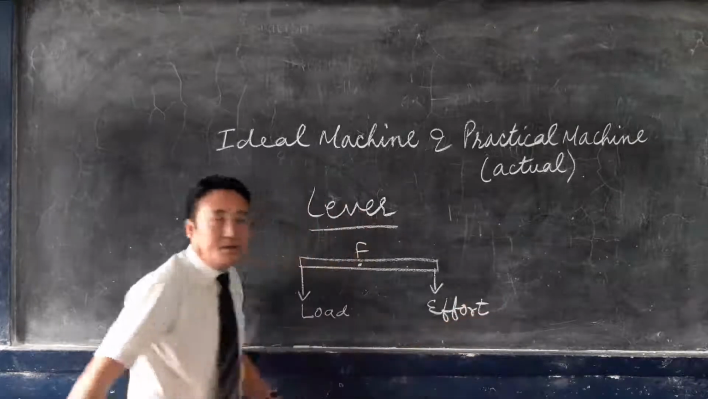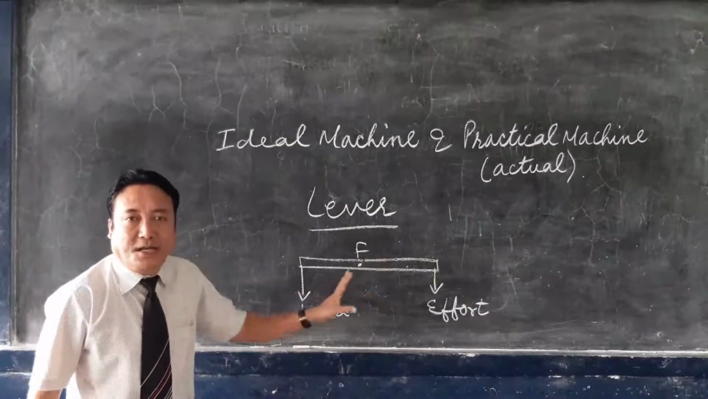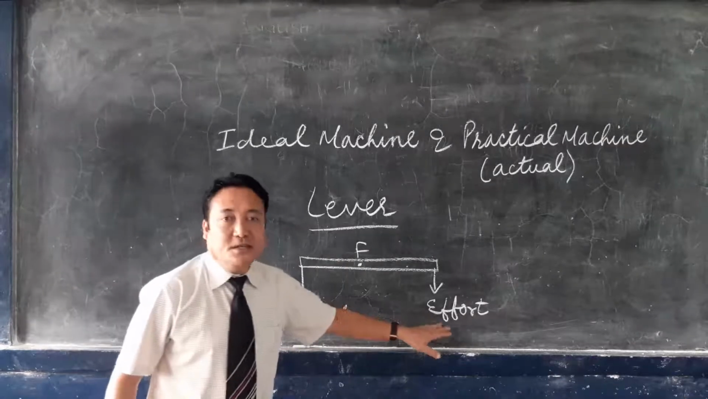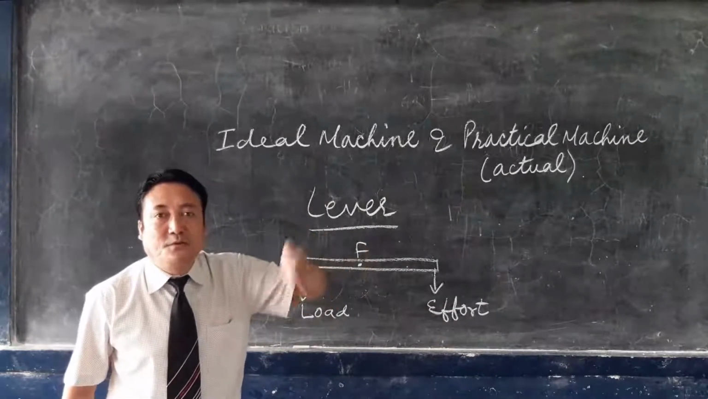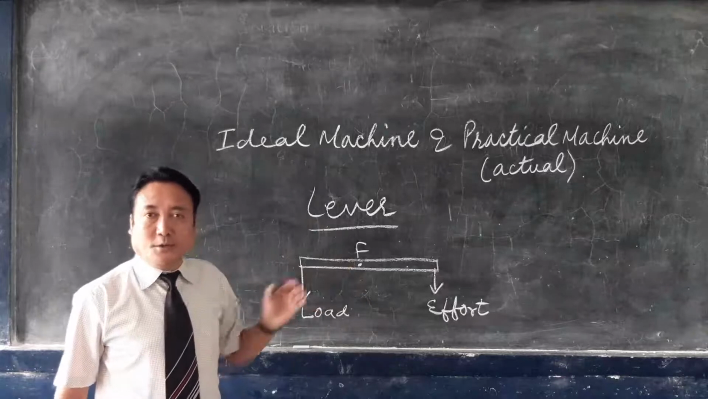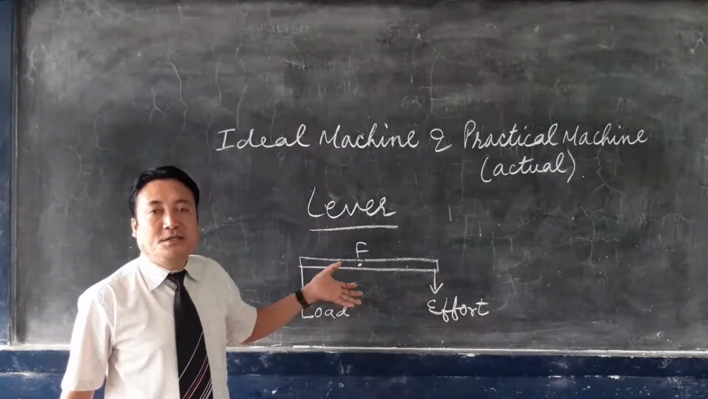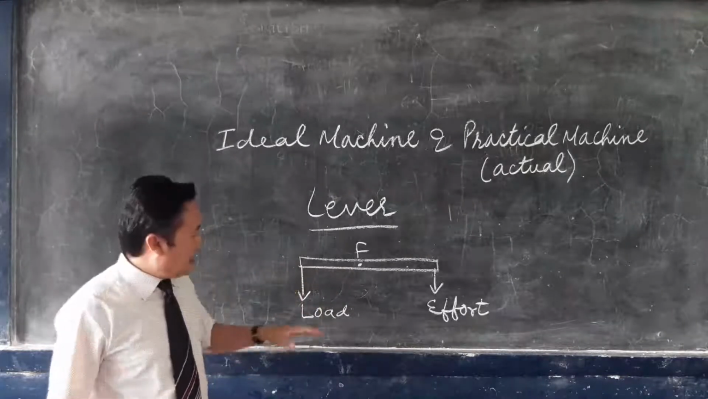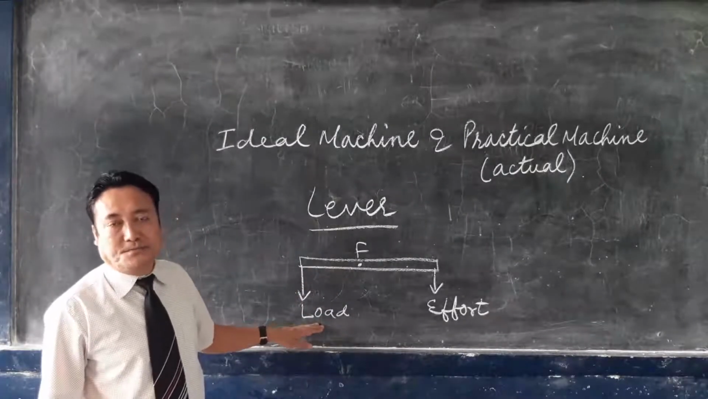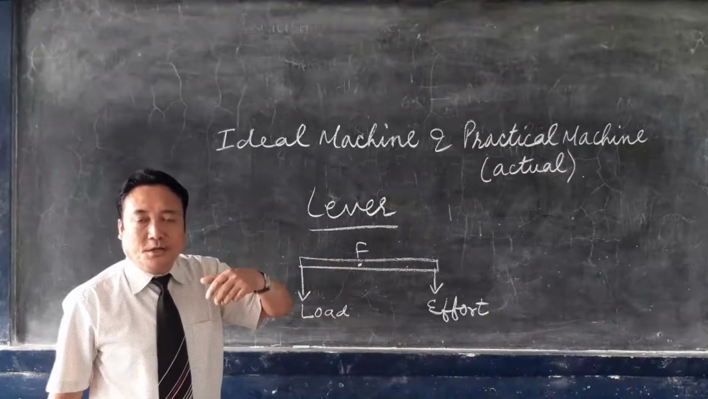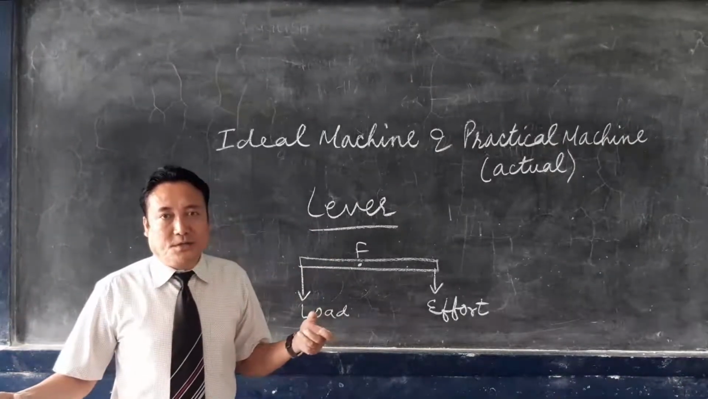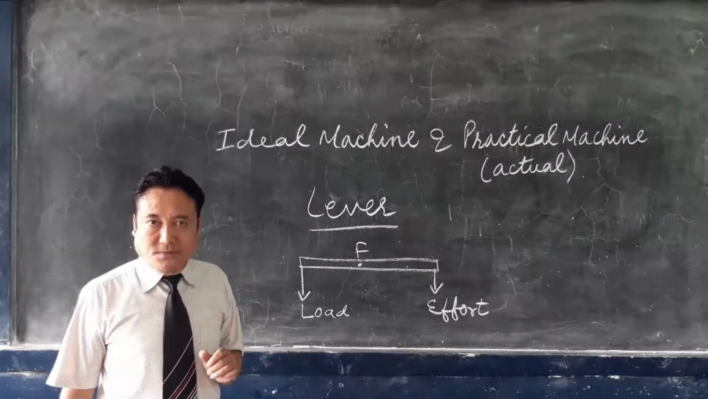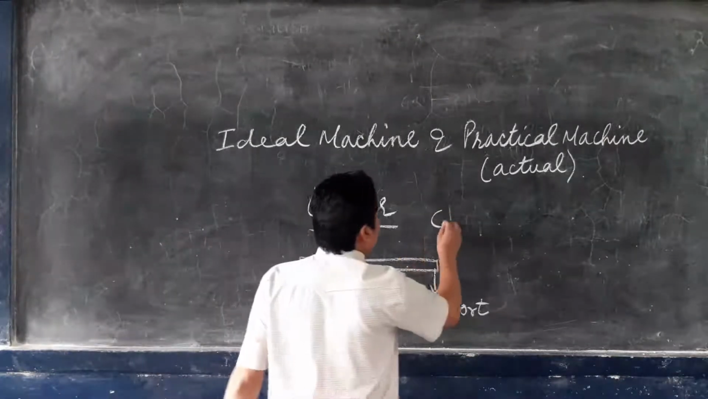Always in a lever, three things are located here. One is the fulcrum, another is the load, and another is the effort. Effort is the force which you apply. Load is the object which it moves. Like for example, take a stone as a load. To lift a stone, you take a long rod, and that rod we call a crowbar.